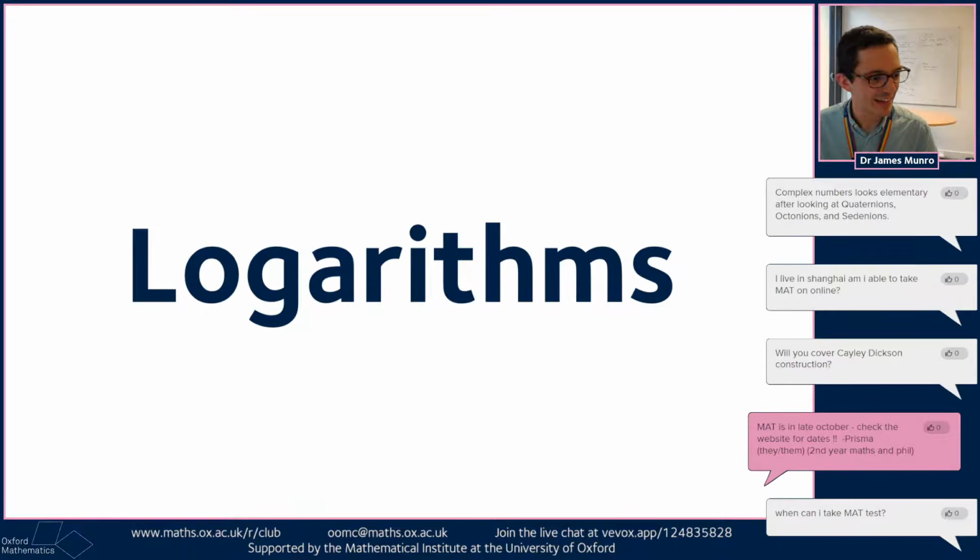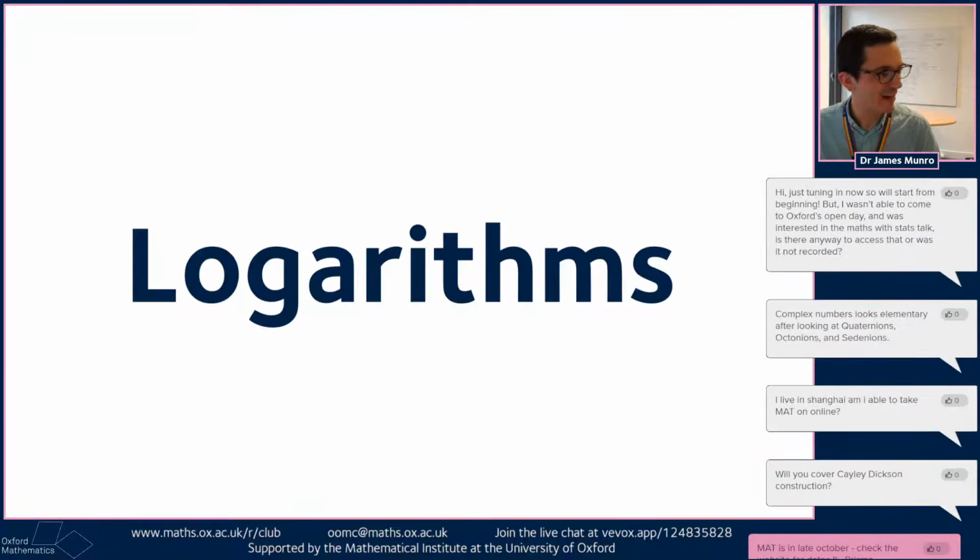Right, logarithms. Okay, I'm going to leave the screen saying the word logarithms really large as well. That really surprised me. Came out of nowhere, logarithms.